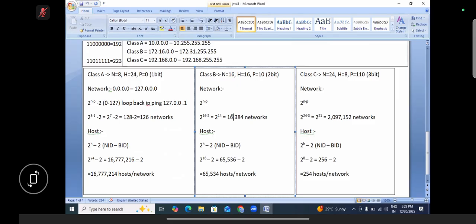Got it, guys? You can say it in a snap. We are experts in networking.